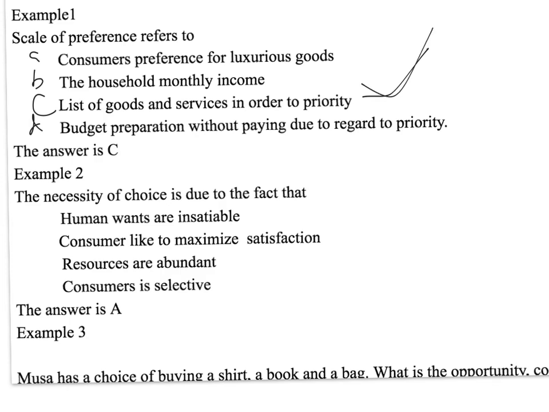Another example is necessity of choice is due to the fact that A. Human wants are insatiable. B. Consumers like to maximize satisfaction. C. Resources are abundant. D. Consumers are selective. From the knowledge we've gathered so far about choice, we can comfortably say that the correct option is option A, as human wants are insatiable.